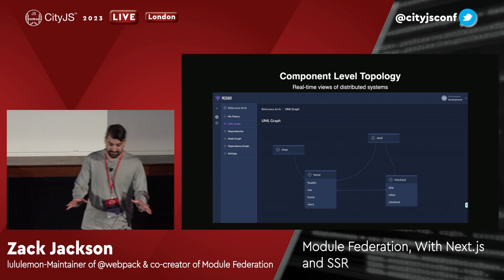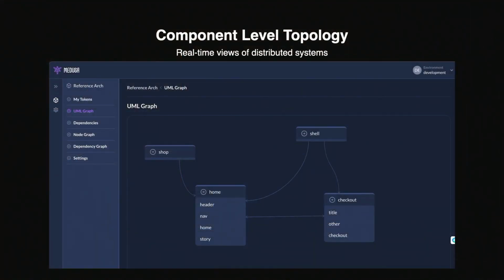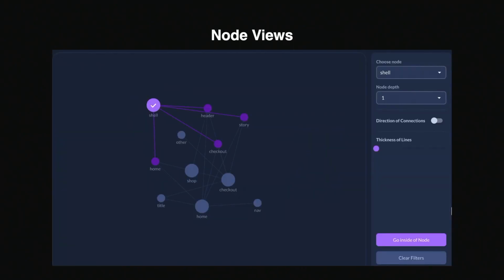So Webpack sends all of its build graph data to Medusa. Medusa ingests all the Webpack graphs, and it starts to draw the connections about how these things are consumed. So now I can see here are my apps. I can see what they expose on either end. If I drill into it, I can actually see the node view of it.